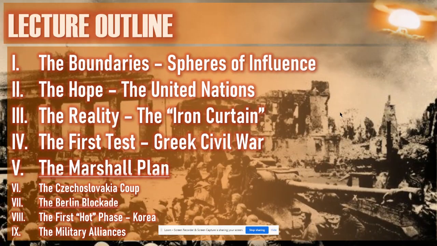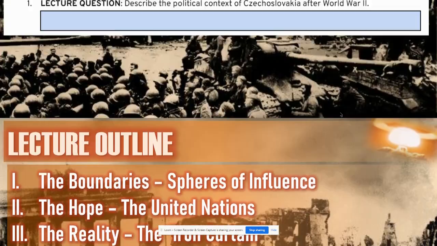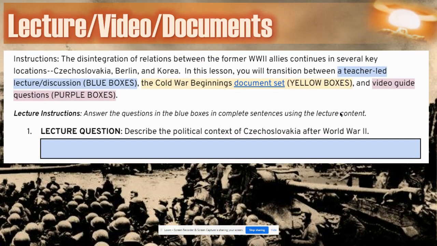So with that, we're going to set up the context here for today and some of the background that will allow us to talk about some of these flashpoints in the 1940s after the Second World War. What you should be able to do is answer the questions that are provided. The lecture questions are in blue, the document questions are in yellow, and the video questions are in purple. So let's start off with this first lecture question, the political context of Czechoslovakia after the Second World War. Be able to answer this question in the next few minutes.